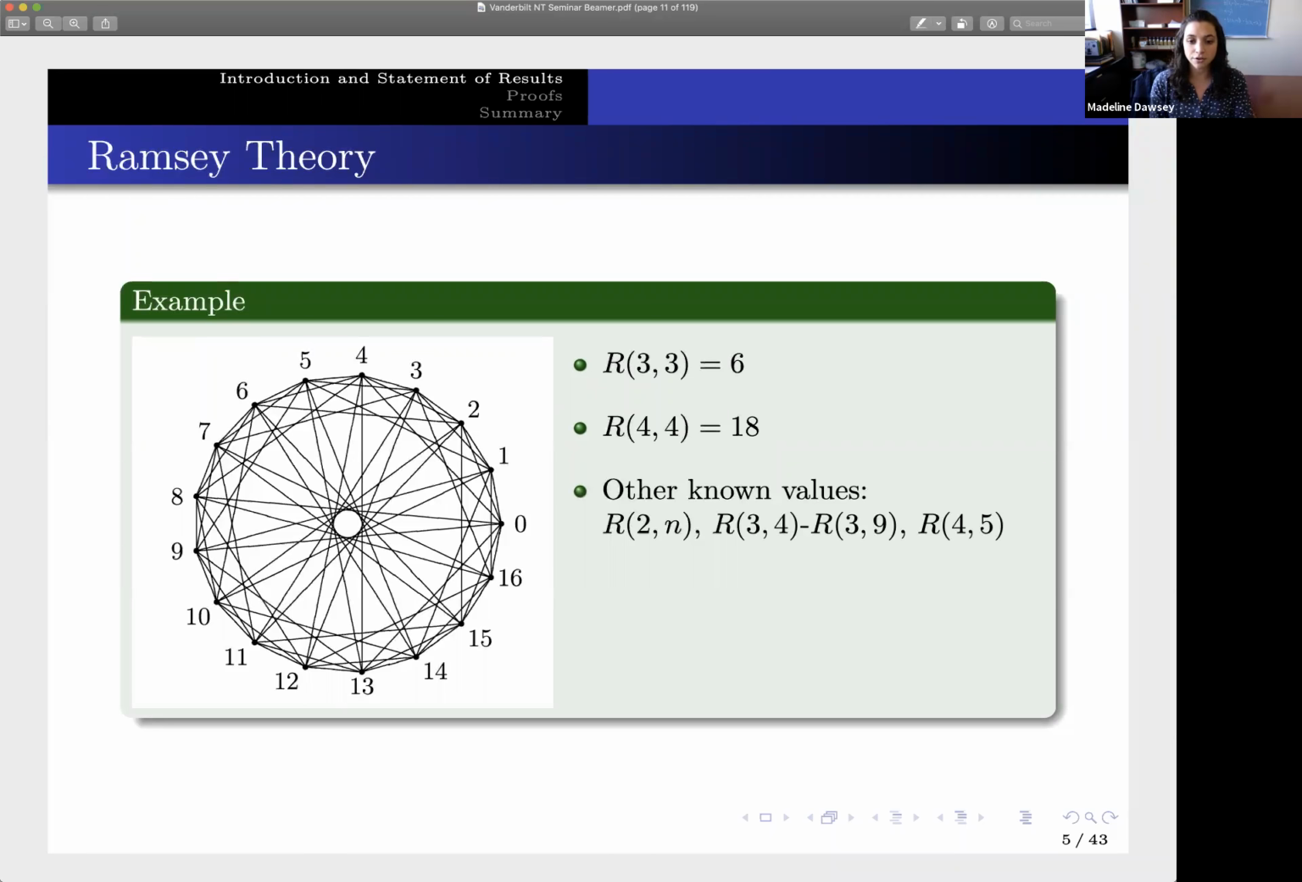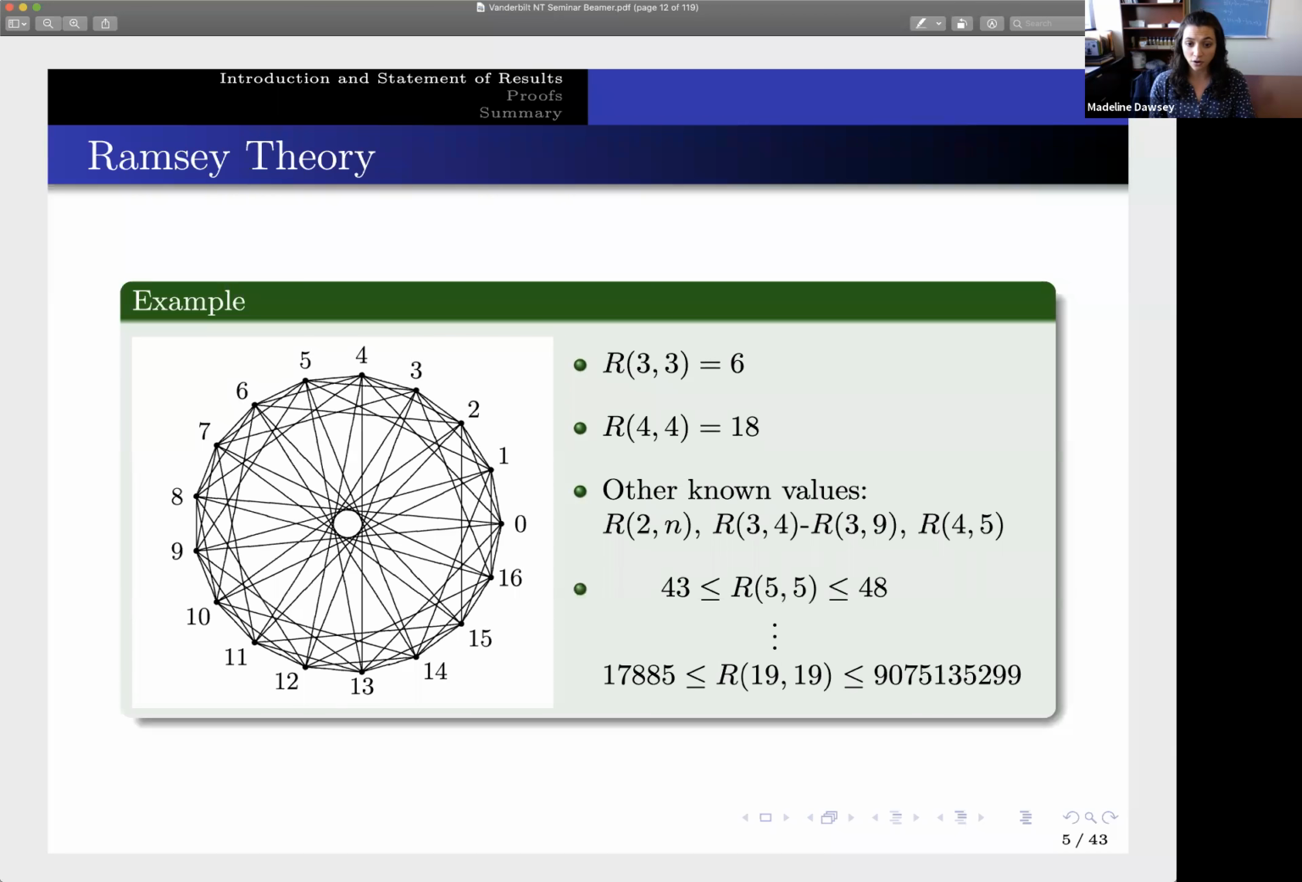Okay, there are some other known values for the Ramsey numbers in 2 colors. R(2, n) is known, and that's pretty easy whenever one of the numbers is 2, because then you're just looking for when you have an edge of a certain color. R(3, 4) through R(3, 9) are known. R(4, 5) is known.